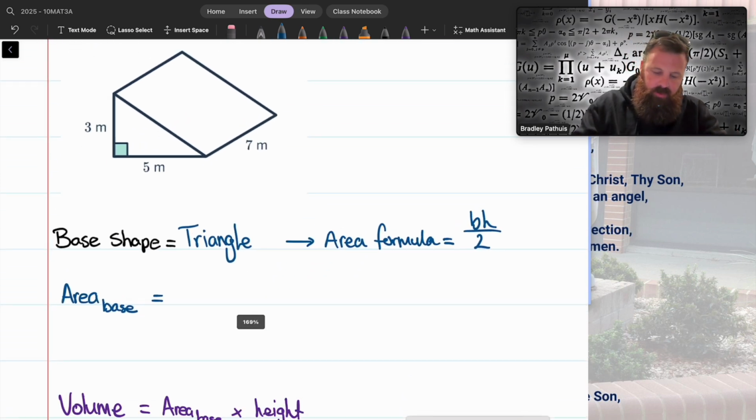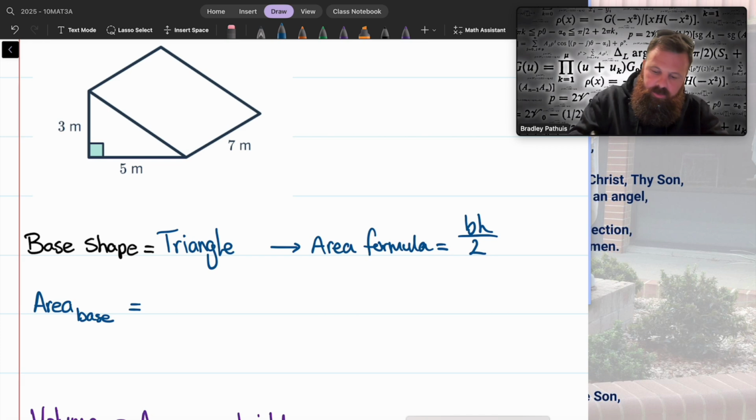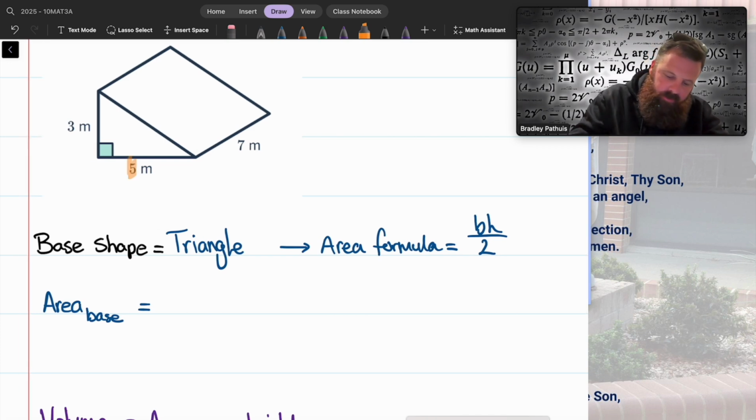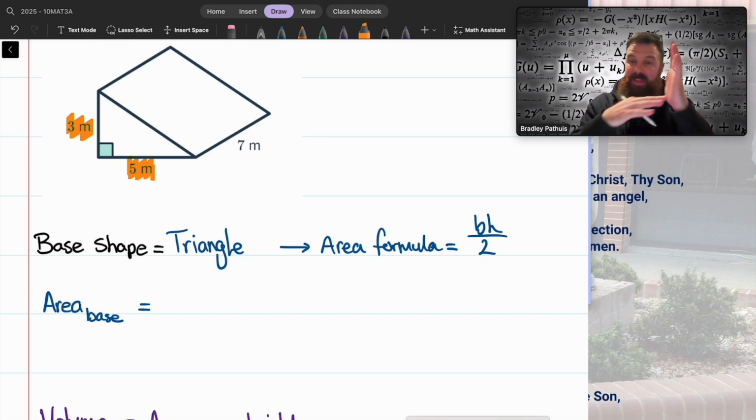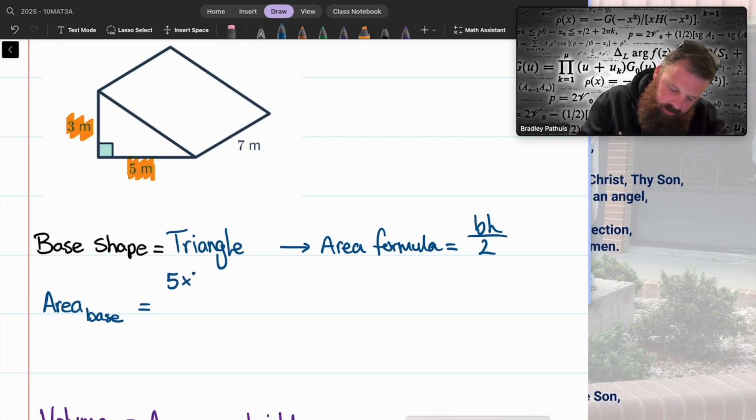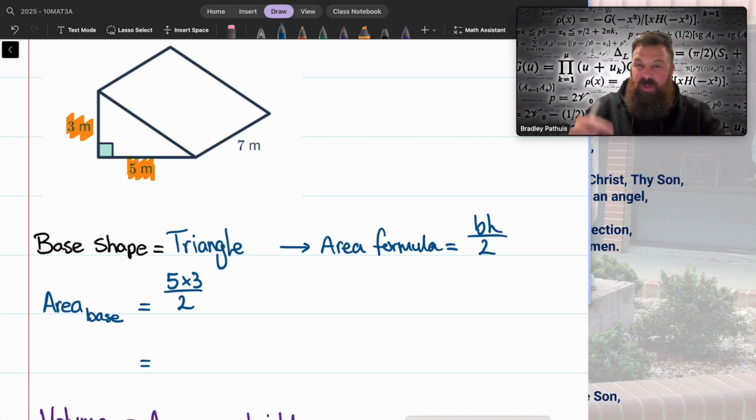The area of the triangle, well, in our triangle, we've got a 5 and we've got a 3, and they're the two things that meet each other at right angles, so they're my base and height. So what we have is 5 times 3. I'm going to divide that by 2. Well, 5 times 3 is 15. Half of 15 is 7.5 meters squared.